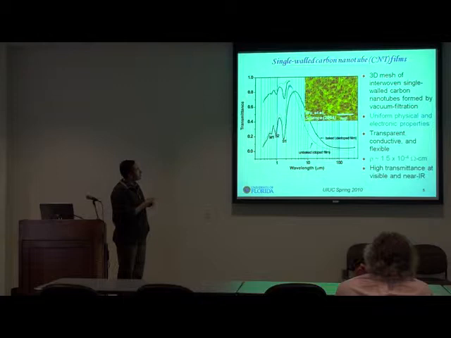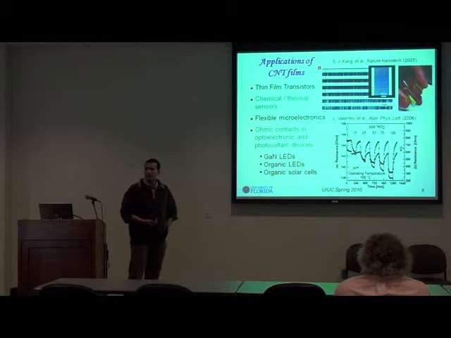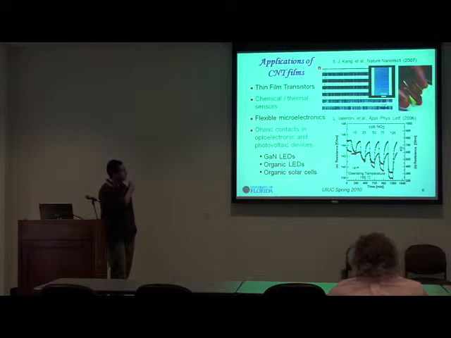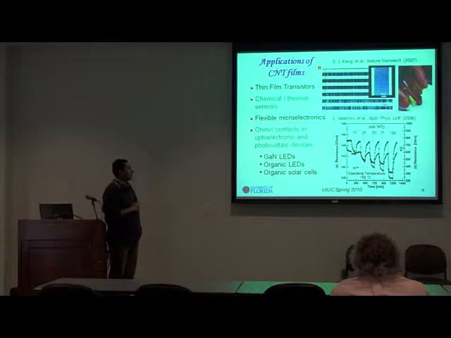And you can see that, for example, for a 50 nanometer film, it's pretty transparent, it shows pretty good transparency in the visible and IR. So all these favorable properties, for example, the good conductivity, the flexibility, the transparency, result in people trying to make many different devices with these structures. Some of the applications so far are TFT transistors, chemical thermal sensors, flexible microelectronics, and they're used as electrodes in the context of electronic and photovoltaic devices, for example, gallium nitride LEDs, organic LEDs, organic solar cells.